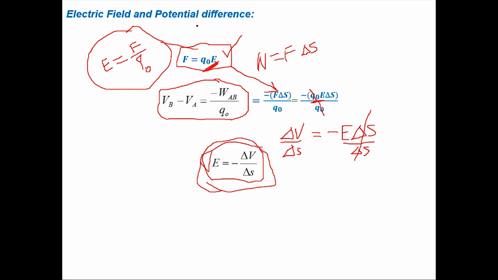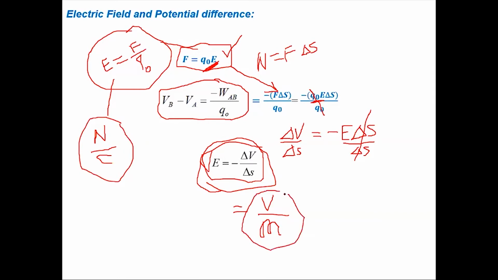Guys, I'm lost here. Can you please help me? What is the unit of F? F is Newton. What is the unit of Q0? Charge, C. That's the unit of E from this formula. If you use this other formula, it's the same E. What is the unit? Delta V, the potential difference, is volt, simply V. Then the unit of delta S, distance, is meter. So now E has two different units. One is N over C, the other one is V over M.